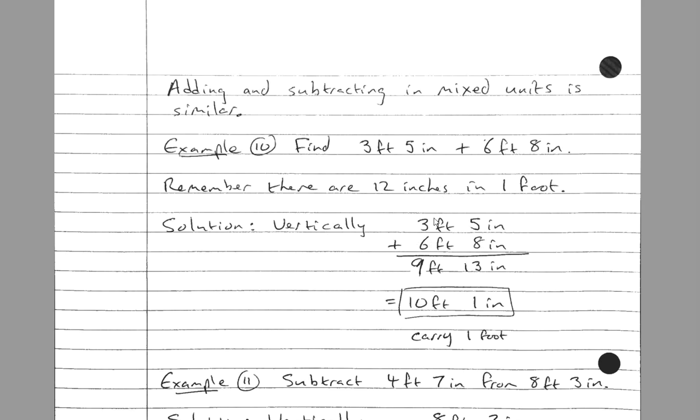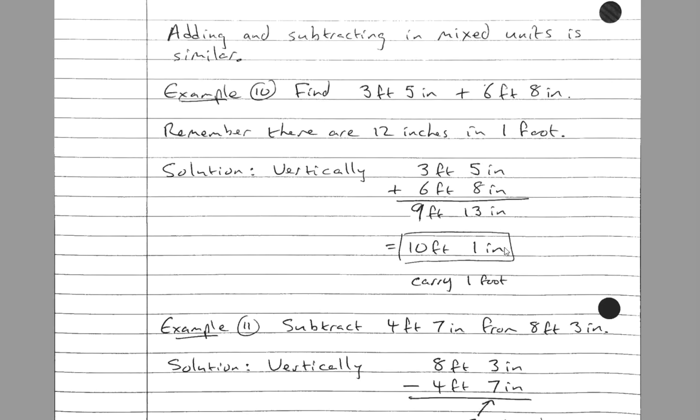Again, just like the fractions and the whole numbers, we can add it vertically, putting things that are the same under each other. So here's 3 feet 5 inches and 6 feet 8 inches. If we add them, we get 13 inches and 9 feet. But inside the 13 inches, there's a foot there. So we can carry a foot out of this column. We're left with 1 inch. So we get 10 feet and 1 inch. So any number of inches bigger than 12, you work out how many feet you have, and they carry into this column. These mixed units, we're mixing inches and feet, and it's the same kind of principle.